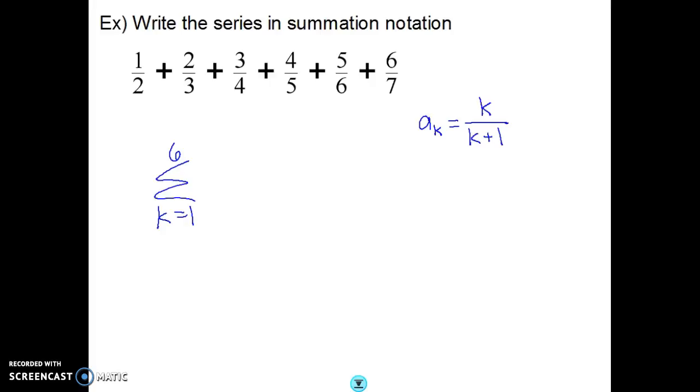Well, let's go ahead and check, does that work? If we plug in 1 for k, we get 1 over 1 plus 1, which is 1/2. Let's test another one. Let's test the fourth term. If we plug in 4 for k, we get 4 in the numerator, and 4 plus 1 is 5 in the denominator. So this rule does seem to work, which means we can bring it over here and write it as k over k plus 1 as our explicit formula for this series. And again, there is our series written in summation notation.